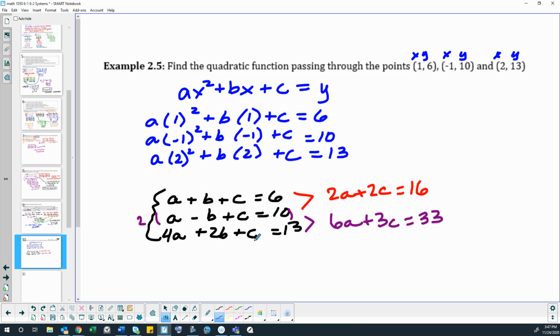2a plus 4a is 6a, the 2 cancels. 2 times c is 3, and then 20 plus 13, 33. Yep, I'm good. Now I have a system of these.